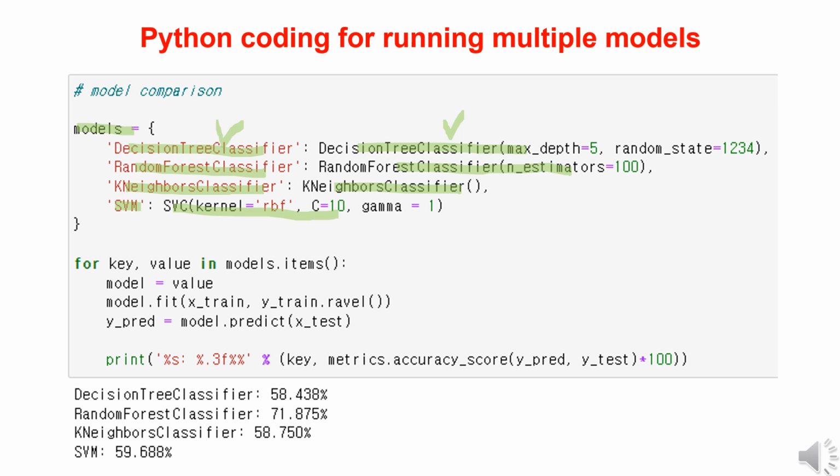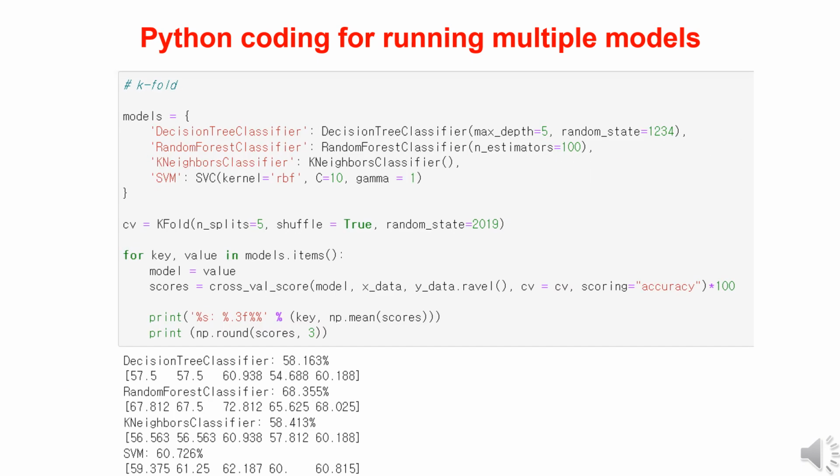Then, as explained in the previous slide, using the for loop and items command, each model is loaded, trained with the training data, and evaluated with the testing data. Afterward, by comparing the predicted sensory evaluation scores with the actual scores, we can obtain the accuracy for each of the 4 models all at once.